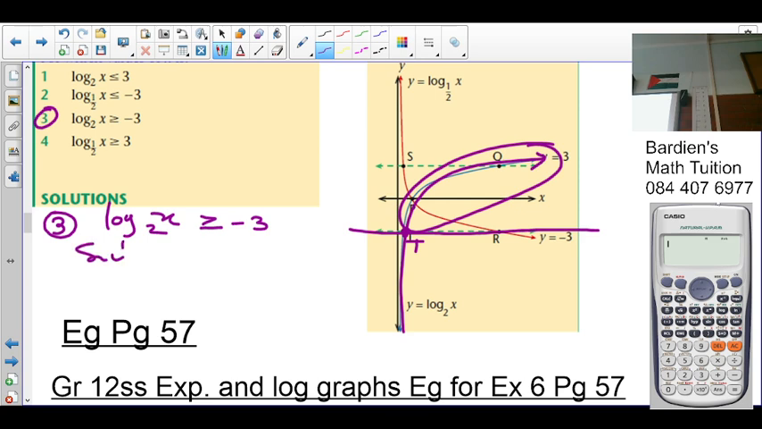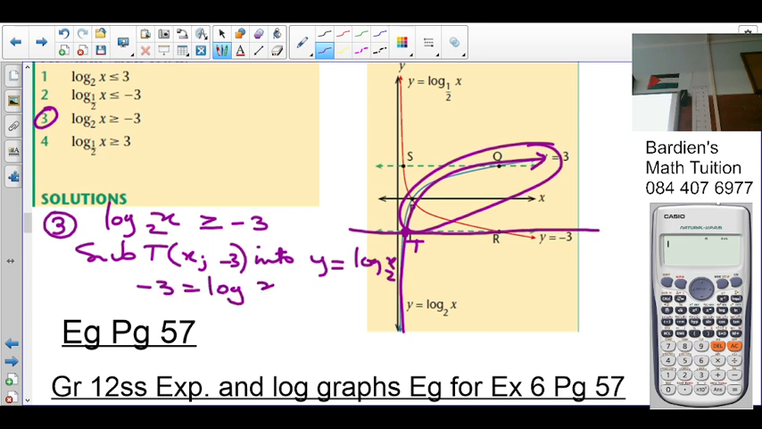You all understand? So let's then answer. We will substitute point T, which is x, and what is your y value? Negative 3. You're going to substitute that into y is equal to log x base 2. It's an x and a y. So negative 3 is equal to log x base 2. So how do I solve for x here? Change it again. So that's going to be x is equal to 2 to the minus 3. And 2 to the minus 3 is 1 over 8. So what's the coordinates of T? T is going to be 1 over 8 and negative 3.